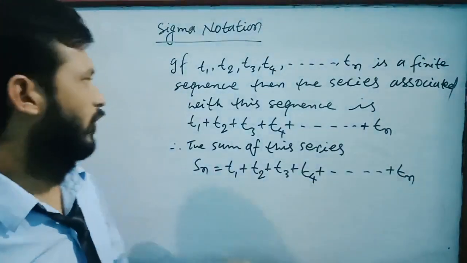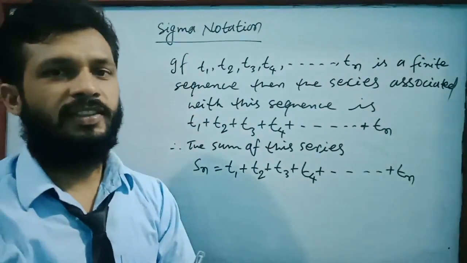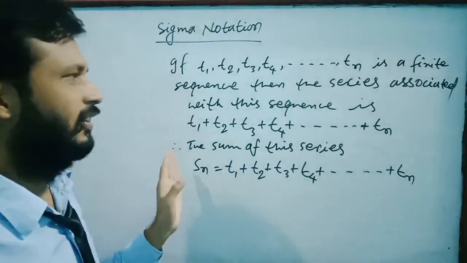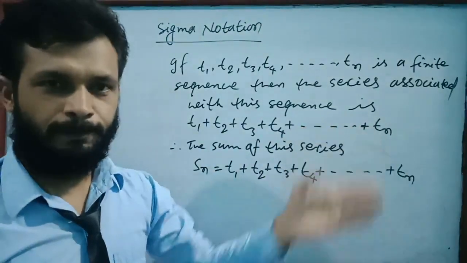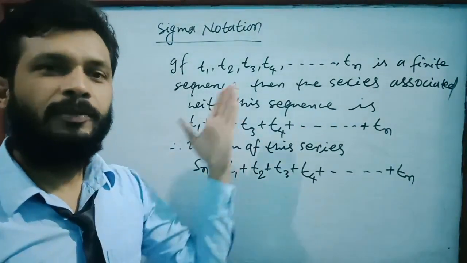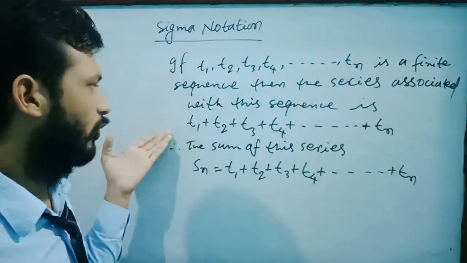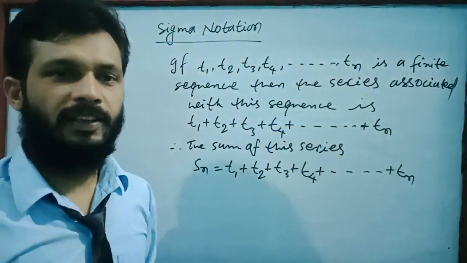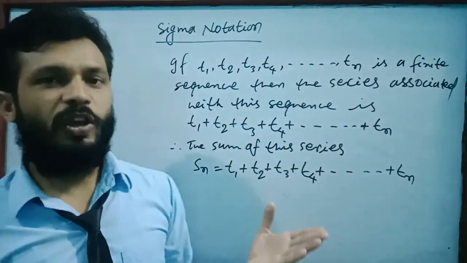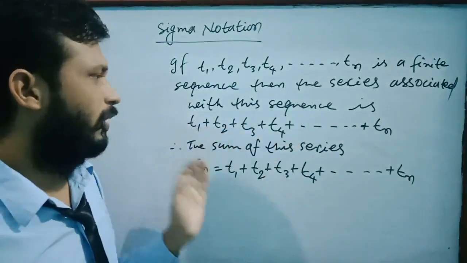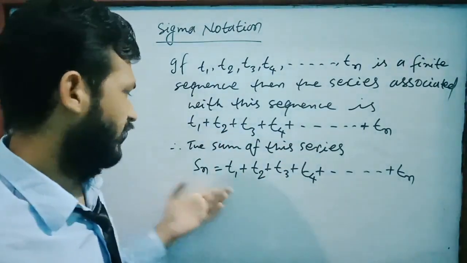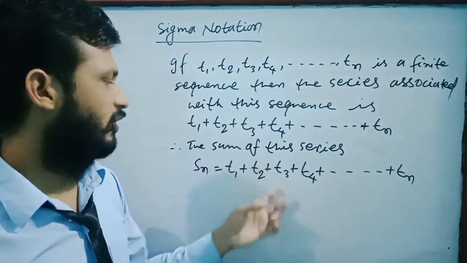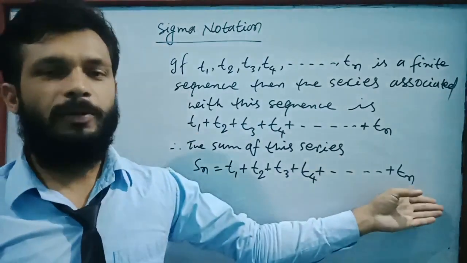Are you clear? We have a sequence. Which type of sequence? Finite sequence. Then we can make a series from the given sequence. So the required series is given. Then what is the sum of the series? The sum of the series is denoted by Sn, where Sn equals first term plus second term, third term, fourth term plus up to last term.